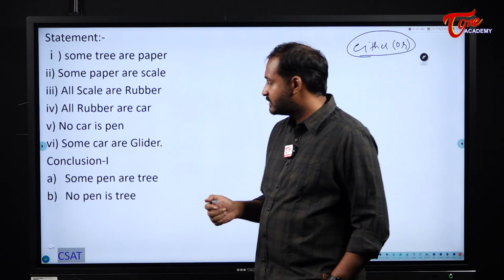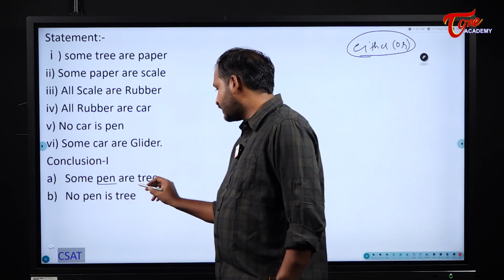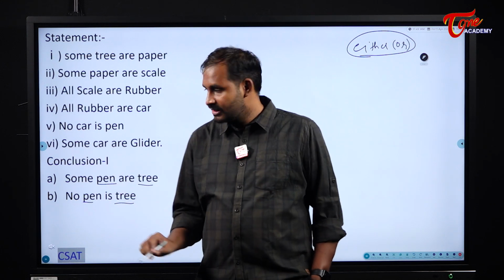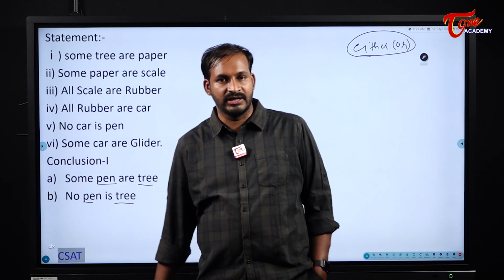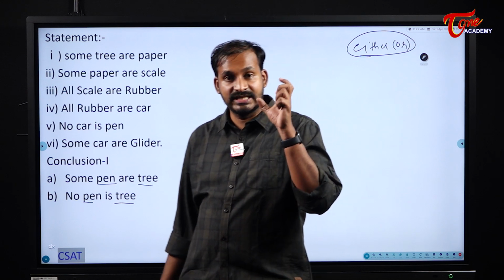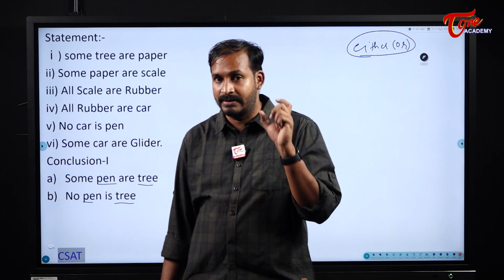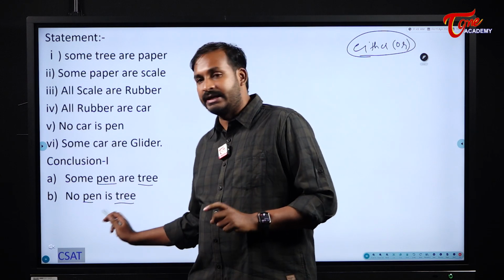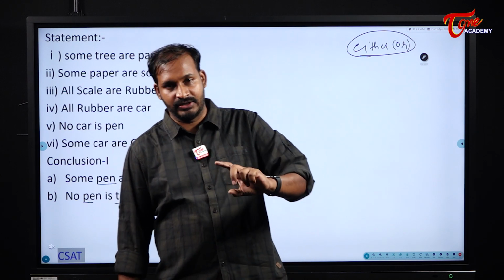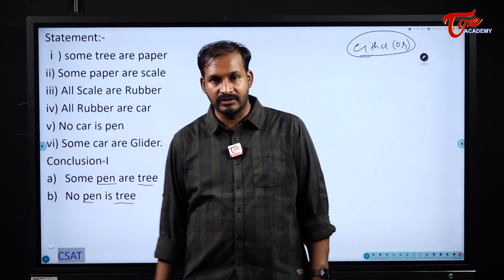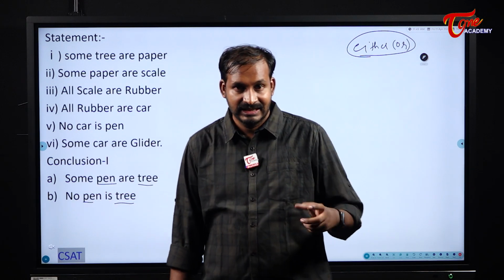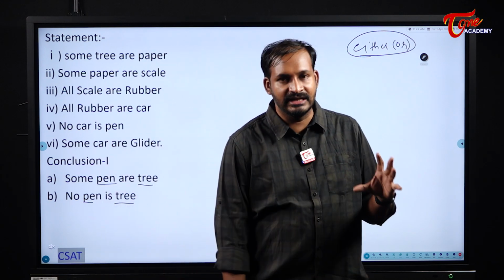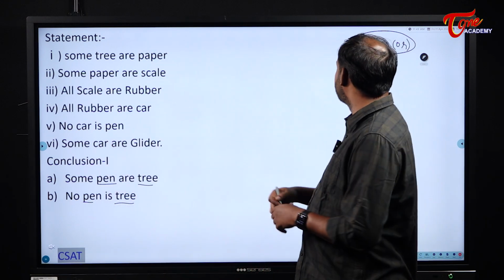See here, some pen or tree, no pen is a tree. Same elements, yes, same elements. One is a positive conclusion, one is a negative conclusion. Whenever for the same elements, remember once again I am repeating, for the same elements, pen and tree, if you have one positive and one negative, there is a chance of having either-or. How, sir? Now we will try to solve this one.